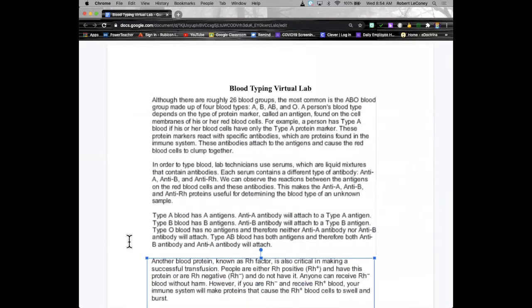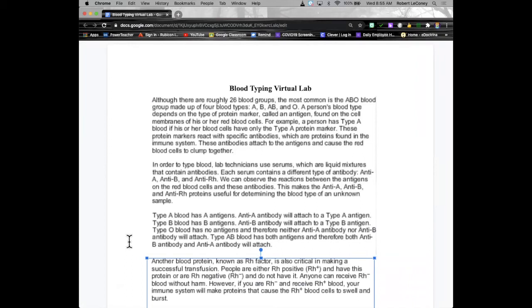Blood typing virtual lab. Although there are roughly 26 blood groups, the most common is the ABO blood group, made up of the 4 blood types: A, B, AB, and O. A person's blood type depends on the type of protein marker called an antigen found in the cell membranes of his or her red blood cells.